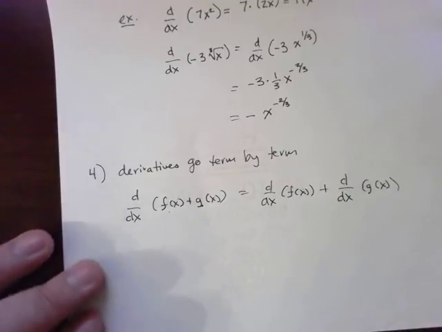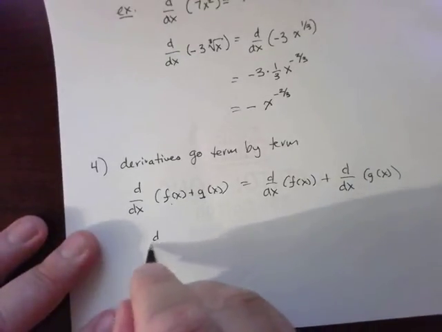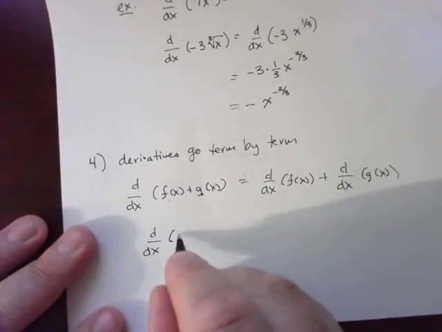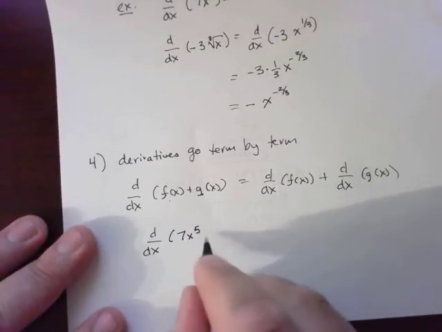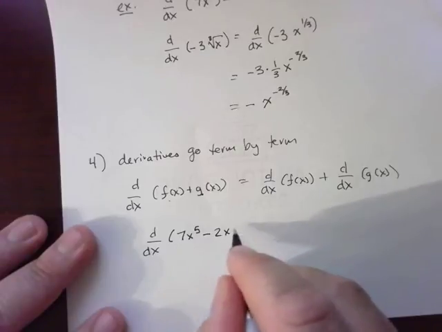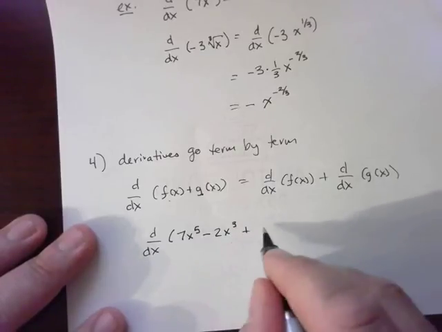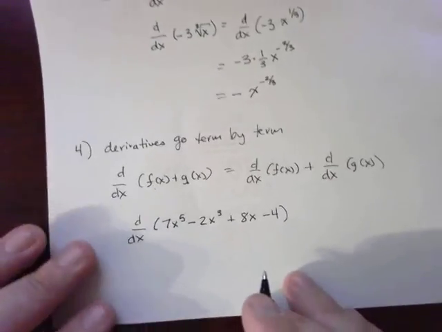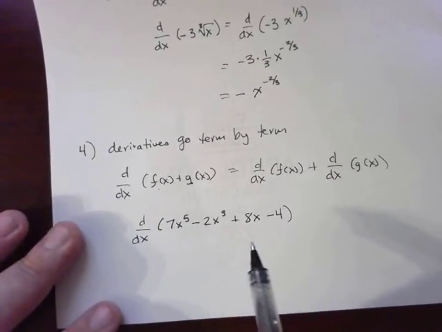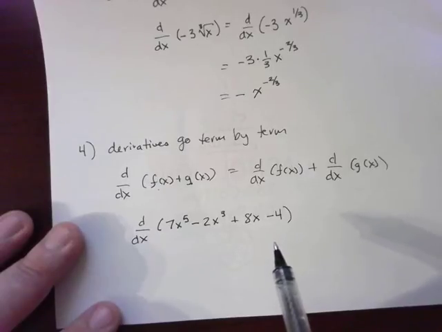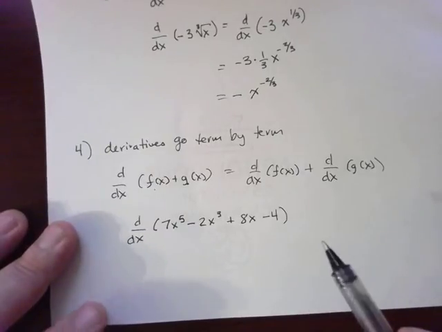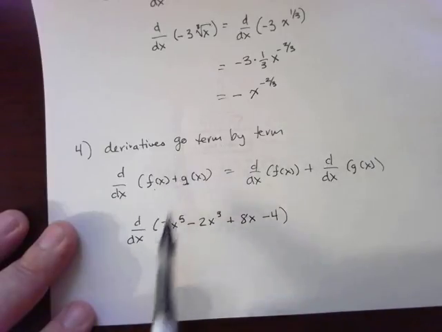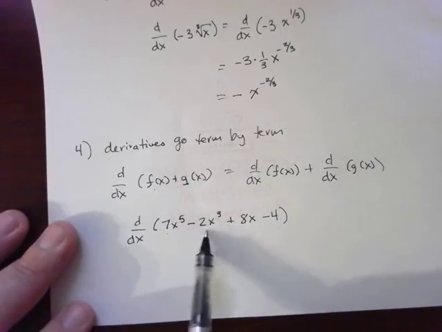So what I mean here is if I have to take the derivative of a multi-term function, for example, let's say I have to take the derivative of a polynomial, 7x to the 5th minus 2x cubed plus 8x minus 4. This would be horrible, a huge amount of work to do directly from the definition. And now it's almost trivial. This here tells me we're going to go term by term. We're going to take the derivative of each term separately.